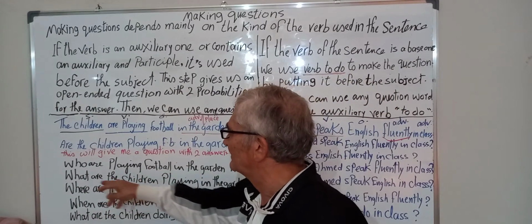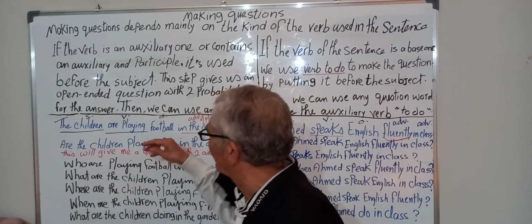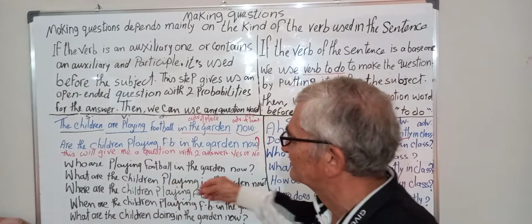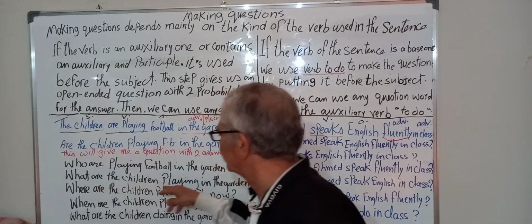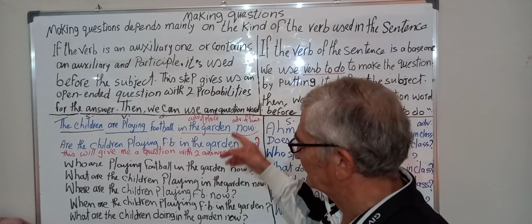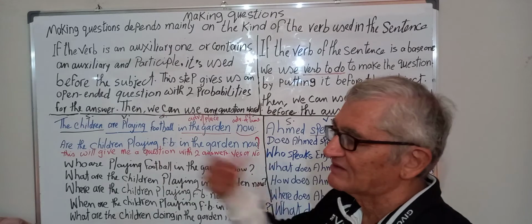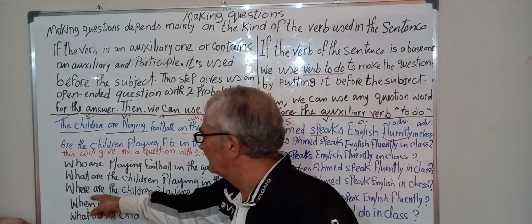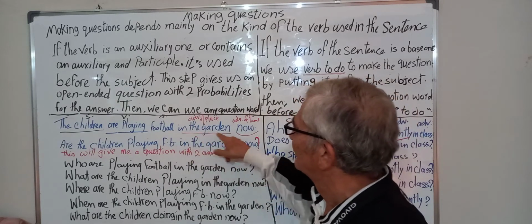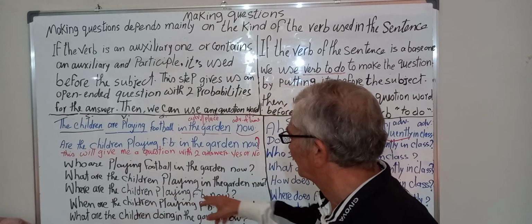Second question will be about the object. So we remove what I'm asking about and use a suitable question word. What are the children playing in the garden now? As you may notice, we remove only the part of the sentence that I'm asking about. Here, where, because I'm asking about the place. Where are the children playing football now?